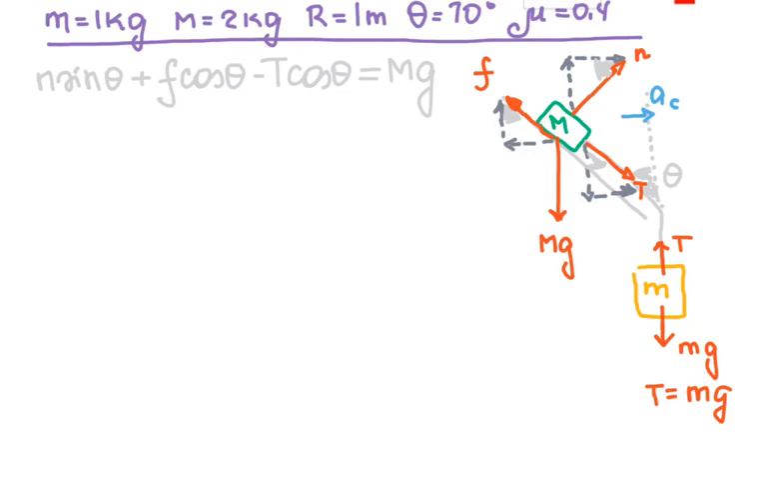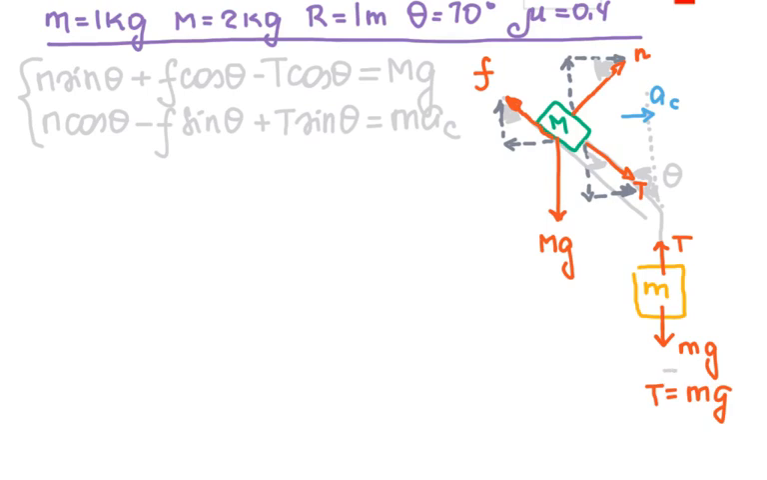For horizontal forces, my positive direction is with the acceleration, so I have N cosine theta aligned with the direction of the acceleration. I have positive T sine theta, and I have negative F sine theta, and that equals m a c, because in this case we have centripetal acceleration.